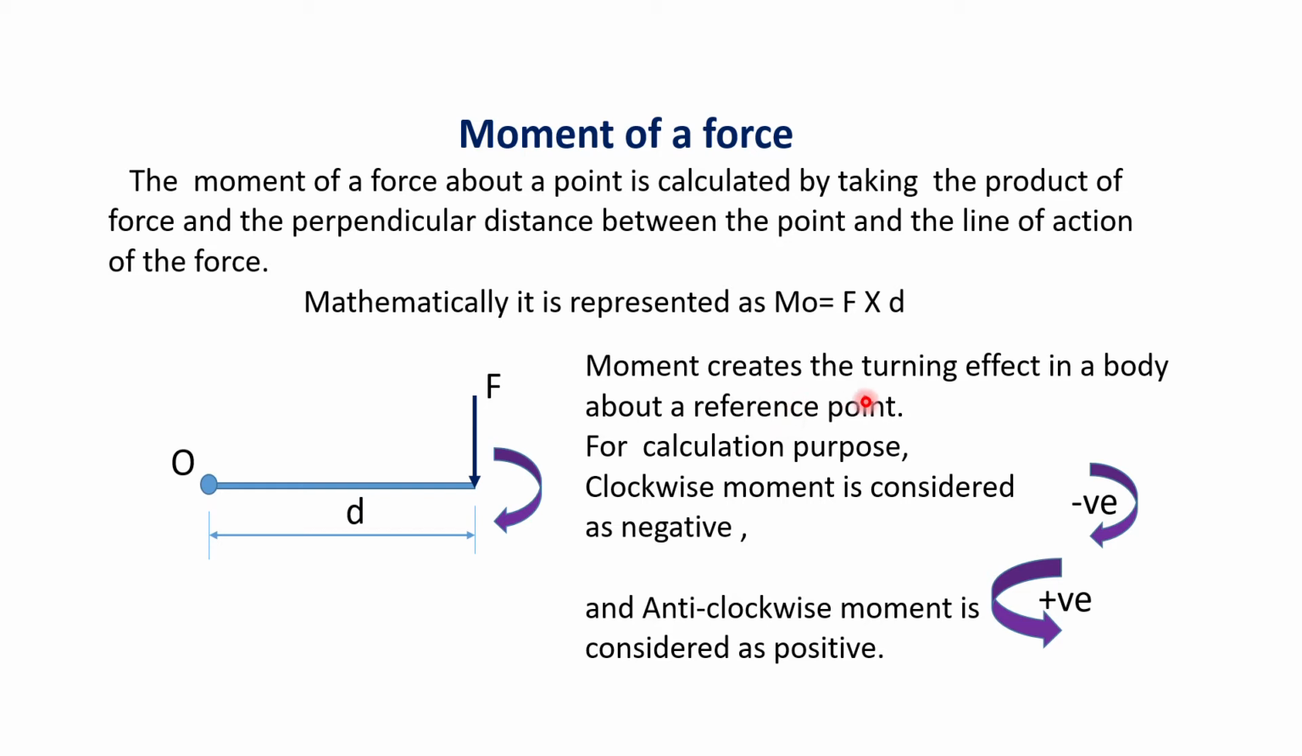Moment creates the turning effect in a body about a reference point. And according to that turning effect, whether it is clockwise or anti-clockwise, we consider the sign convention for that. So for calculation purposes, clockwise moment is considered as negative. It gives the turning effect in the clockwise direction. And for anti-clockwise moment, it is considered as positive.